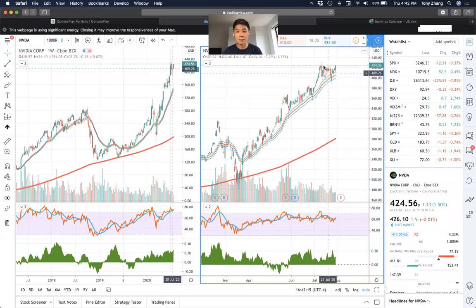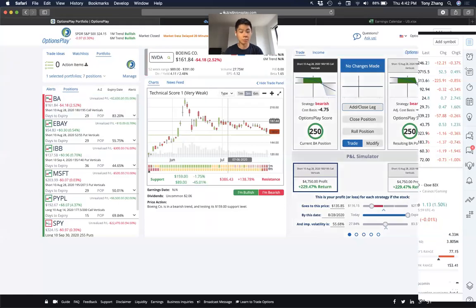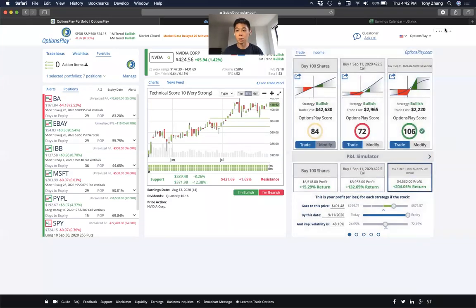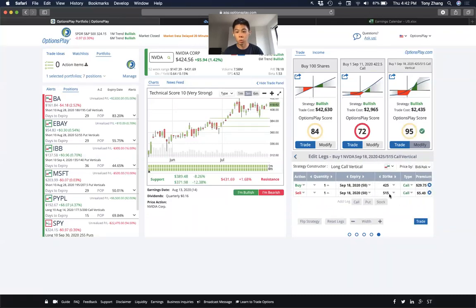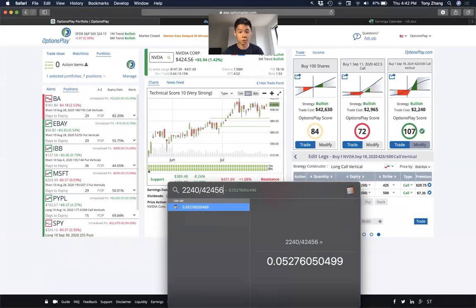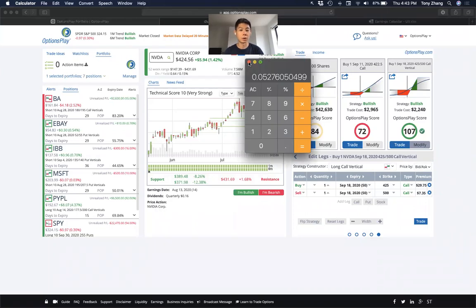But this is a prime example of, if you're going to chase these highs, do it with the least possible risk. How do you do that? You use a call or a call debit spread. In this particular case, if I look at a call debit spread here, playing for that breakout, NVIDIA is a pretty expensive stock. If I bought, let's say, a September 425, 500 call spread, that cost me $2,200. That sounds like a lot, but $2,240 divided by $424.56 is only 5% of the underlying stock price.